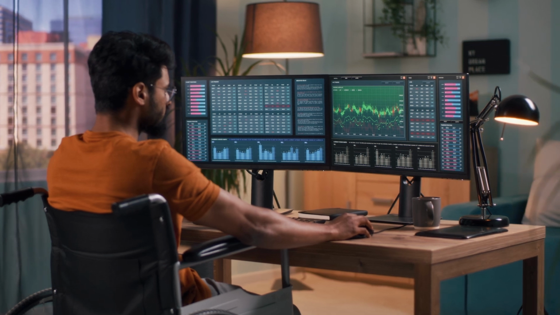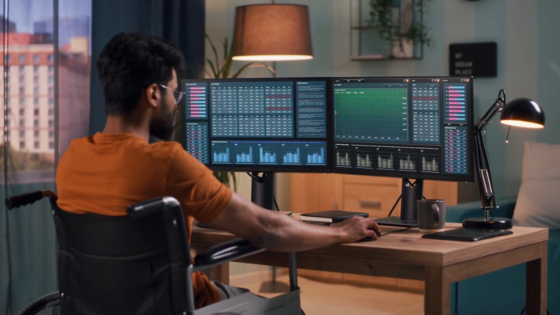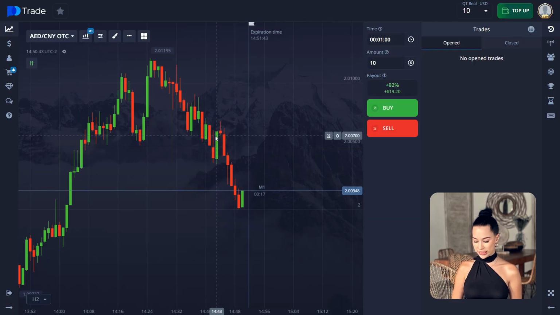Sounds really easy, but actually it could be easy if you know the rules of trading and you have enough knowledge for that. So here is our Pocket Option account, guys, and let's get started. Today is gonna be a really crazy video, I'm really sure.